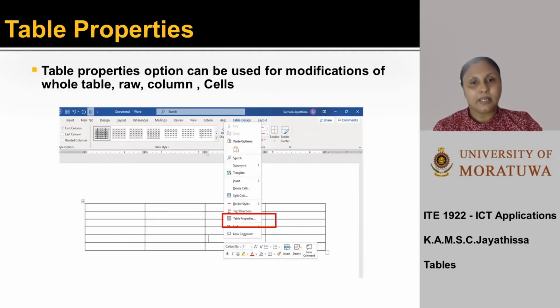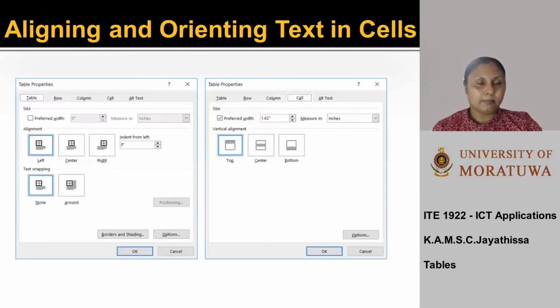Moving on to the table properties. Here, there is an option called Table Properties. By clicking this, you will get this dialog box. It also has the properties of the whole table, row, column, cells, etc. By clicking these tabs, you can format your table.